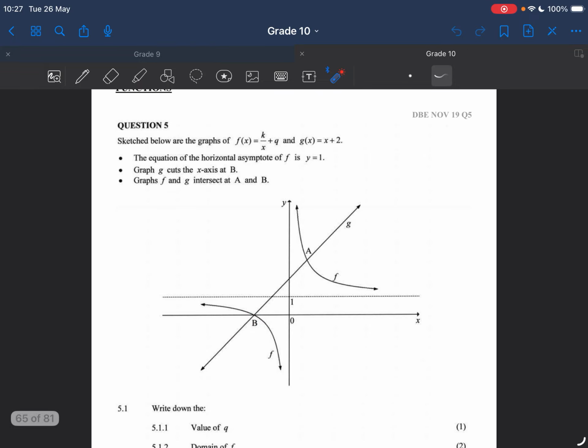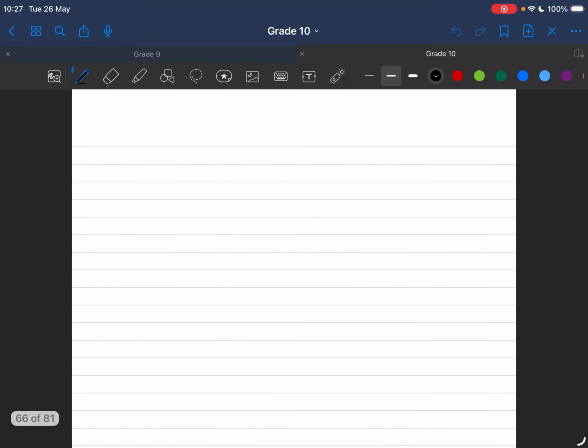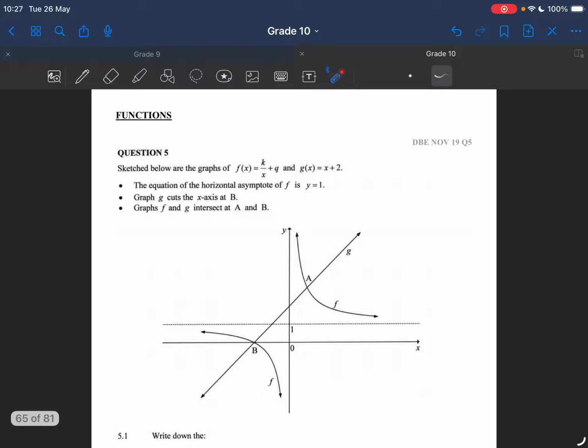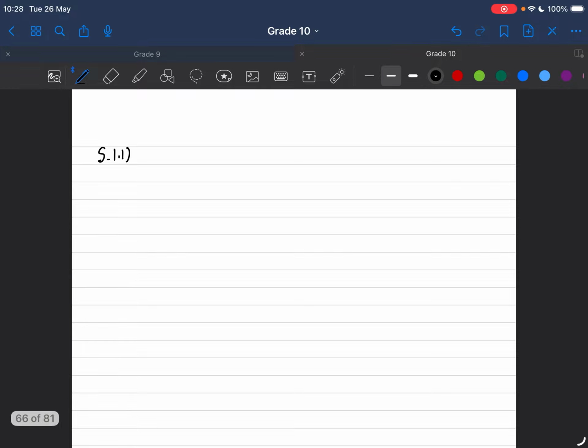Write down the value of q. So let's go to 5.1.1. The value of q here has to do with the hyperbola. In the hyperbola specifically, this q value is the vertical shift or the asymptote. So we can take it straight from the asymptote value here. So we'll just say q is equal to 1.